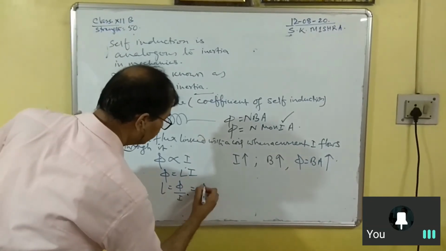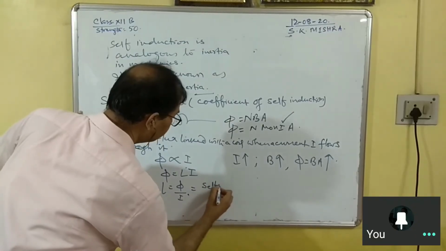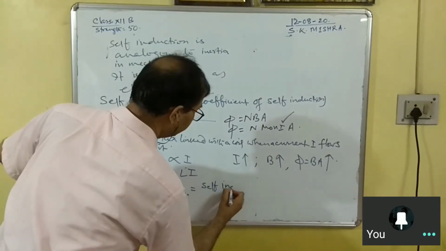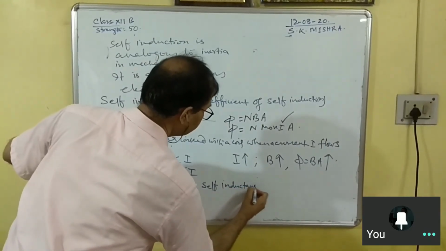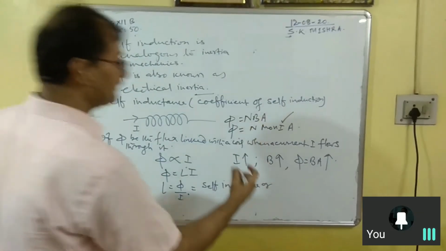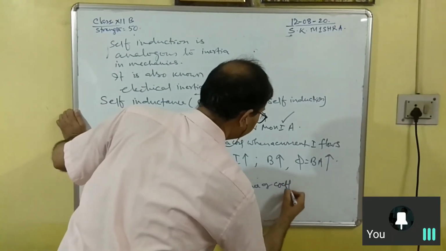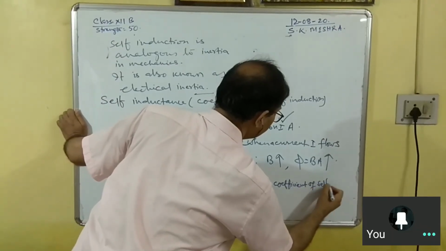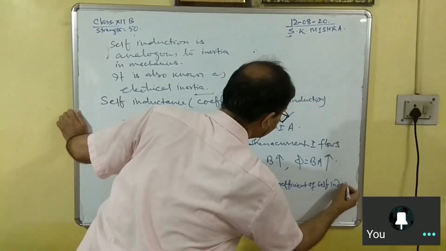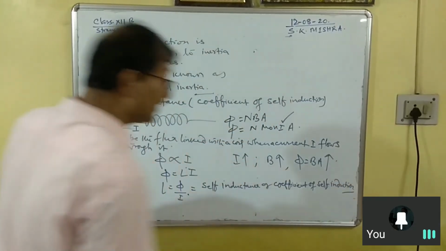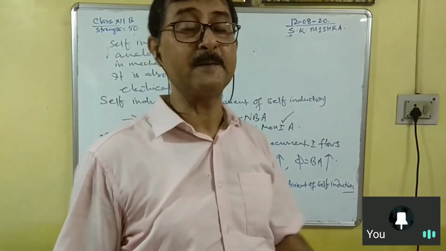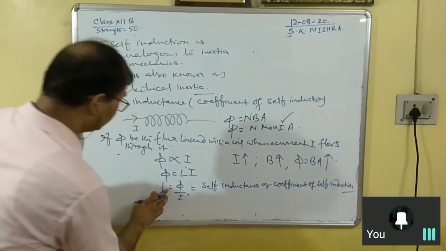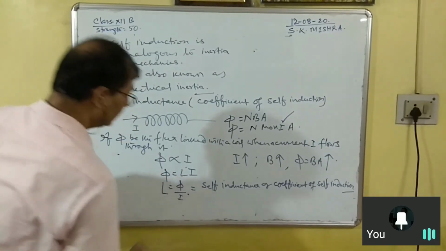L is called self inductance, or coefficient of self induction. Remember, self induction and coefficient of self induction are two different things. This L, denoted by the symbol L, is phi by I.